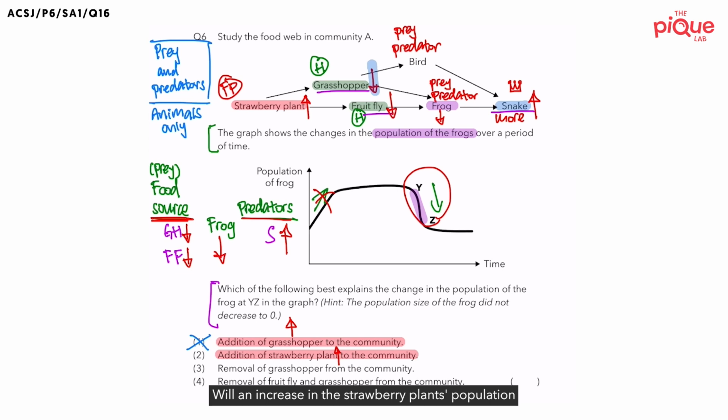Will an increase in the strawberry plants population cause a decrease in the population of both the grasshopper and the fruit fly? The answer is no. Instead, it will cause an increase because now there's more food, which is the strawberry plants, for the grasshopper and fruit flies to feed on. This means that an addition of strawberry plants will not give us the effect that we are looking for, which is the population of grasshopper and fruit flies decreasing. So let us cross out this option as well.